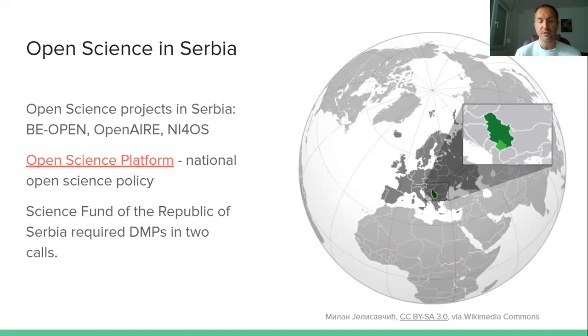And also, one of the most important results was the Open Science Platform, which is our national open science policy. In that policy, there is a section for research articles and how they should be managed to be open access. But it also deals with research data. For now, it is only a recommendation that they be opened, but it basically follows recommendations by the European Commission on that particular matter.